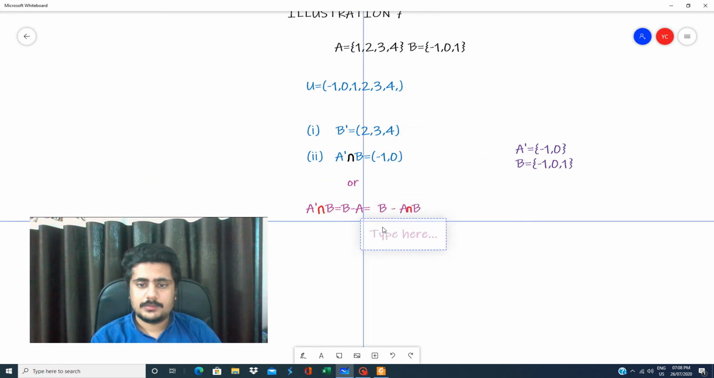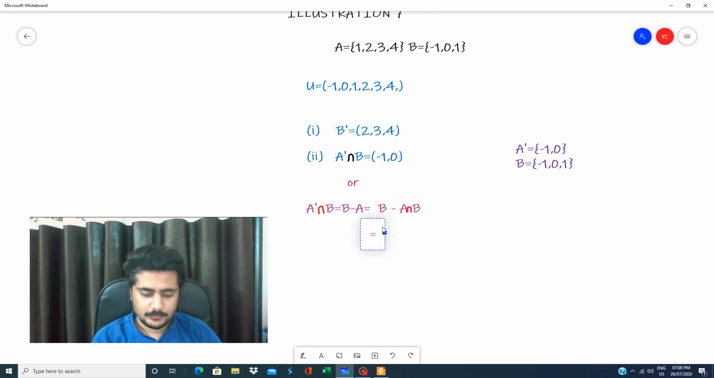So what is B now? Now you know what is B. It's minus 1, 0, 1. And you have to subtract intersection from that. And you also know what is intersection. You can see 1 is the intersection. Okay, so you have to subtract that 1 from this. So your answer will be minus 1 and 0.